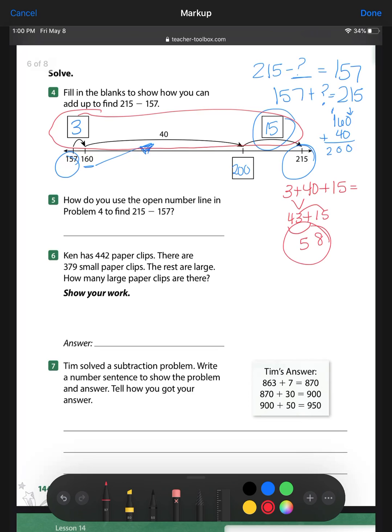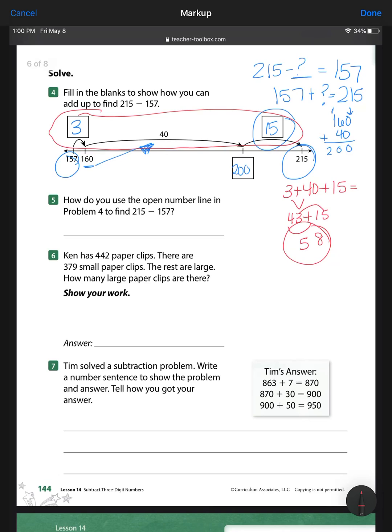Okay, so let's read number 5. How do you use the open number line in problem 4 to find 215 minus 157? And we're just going to say that we add up to find the difference. All right, now let's do number 6.